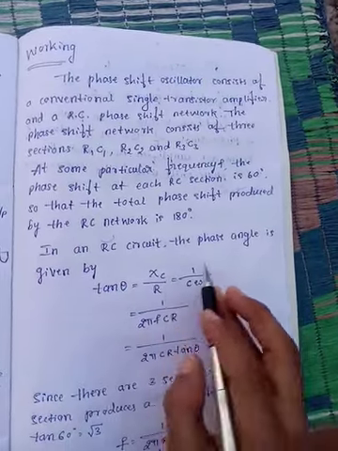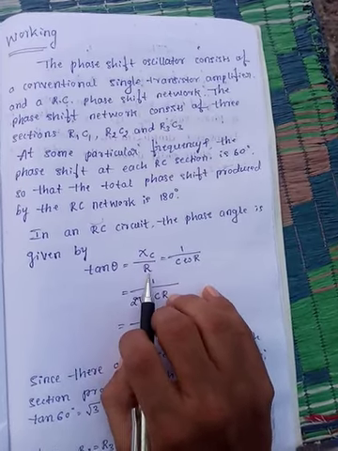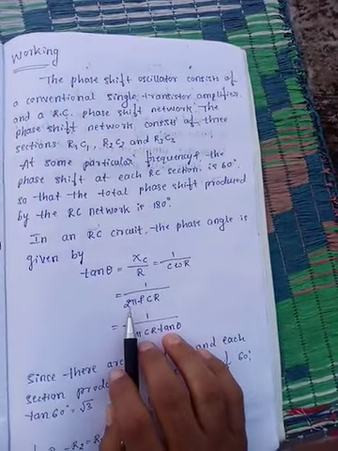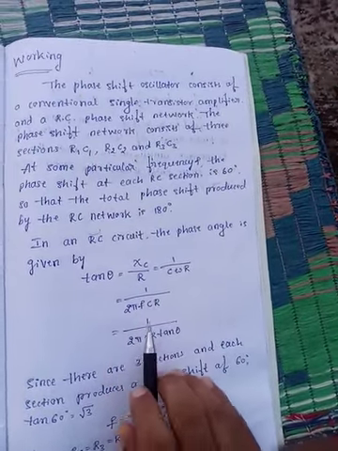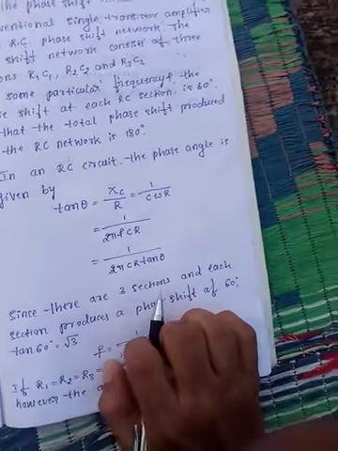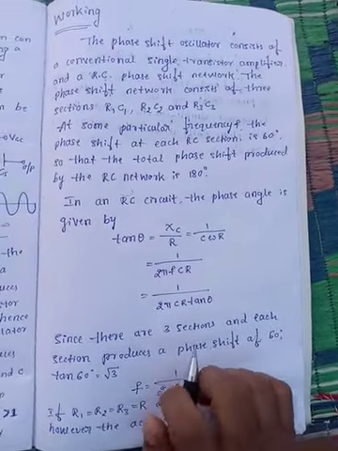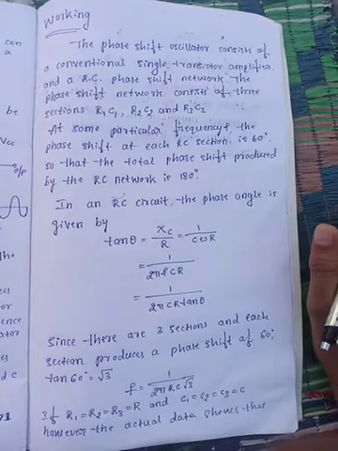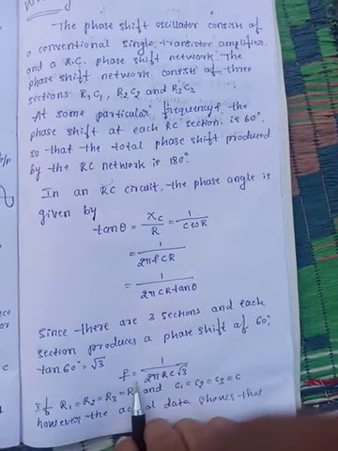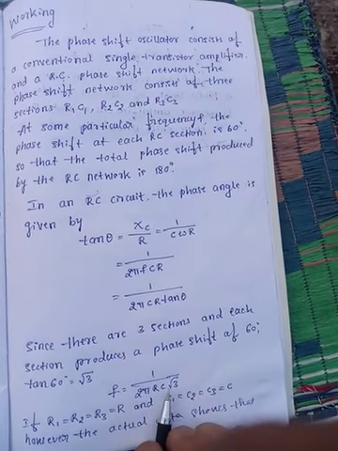In an RC circuit, the phase angle is given by tan theta equals XC divided by R, equals 1 over C omega R, equals 1 over 2 pi f C R, so f equals 1 over 2 pi C R tan theta. Since there are three sections and each section produces a phase shift of 60 degrees, and tan 60 degrees is root 3, the frequency of the phase shift oscillator is given as 1 over 2 pi R C root 3.